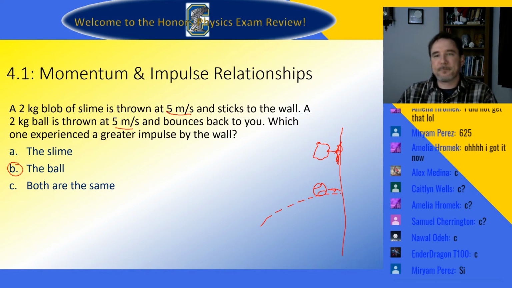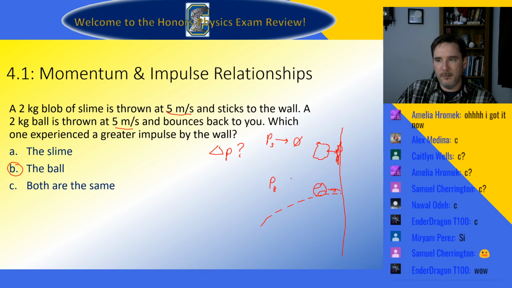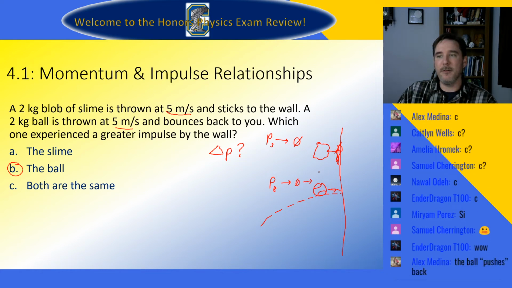Let's put it this way. What if I asked you which one had the greatest change in momentum? Which one would that be? Well, the slime had a momentum going this way, and it went down to 0. It stopped when it hit the wall, okay, for the slime. The ball, I know, right? That's why I asked this question. The ball went down to 0, and then it reversed course.